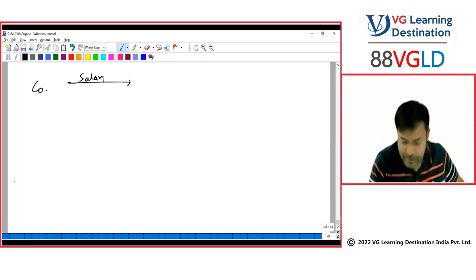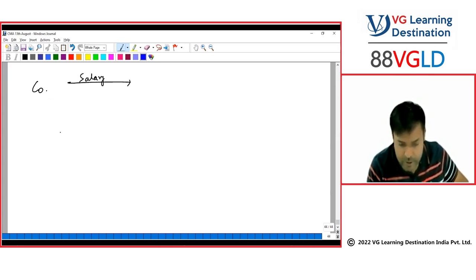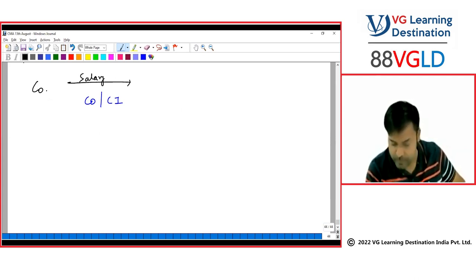Let's say the company is paying salary, guys. Company is paying salary. CI or CO? Antariksh, CI or CO? Very nice. CO, cash outflow in that case. Cash outflow.